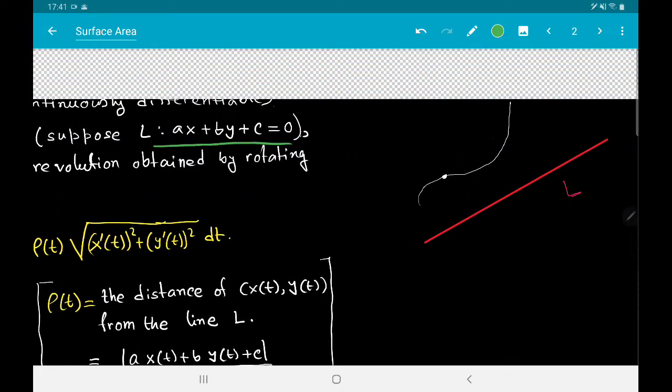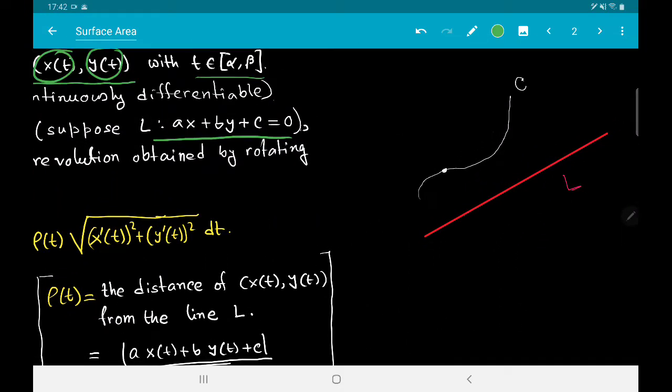Pictorially, if this is our curve C and this is our line L, this is a smooth curve by our assumption, and also one of our assumptions is that C should not cross L. It is allowed to touch L, but it should not cross L. So suppose that this is our point x t, y t. We will draw a perpendicular from this point to the line L, and we compute this distance.